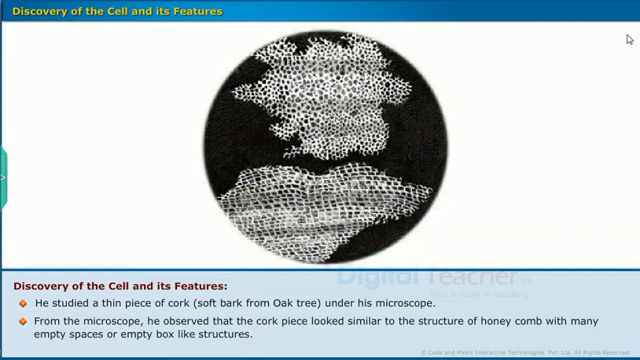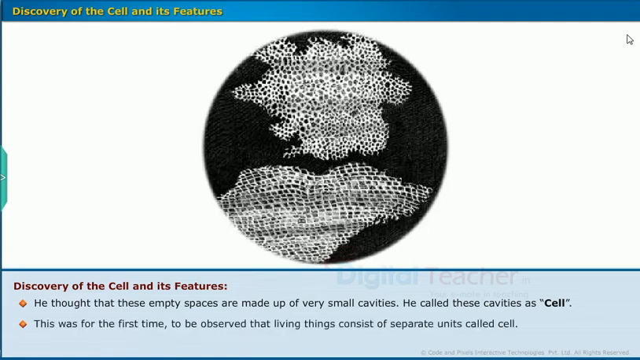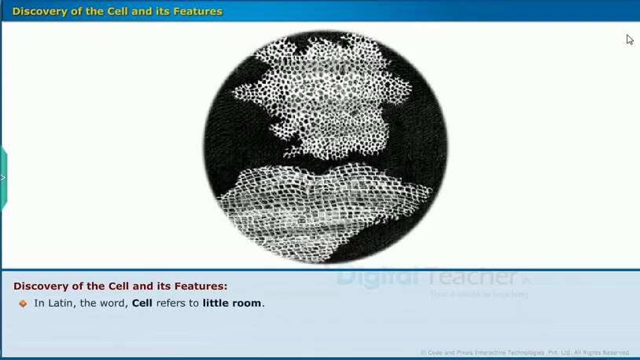From the microscope, he observed that the cork piece looked similar to the structure of honeycomb with many empty spaces or empty box-like structures. He thought that these empty spaces are made up of very small cavities. He called these cavities as cell. This was for the first time to be observed that living things consist of separate units called cell. In Latin, the word cell refers to little room.